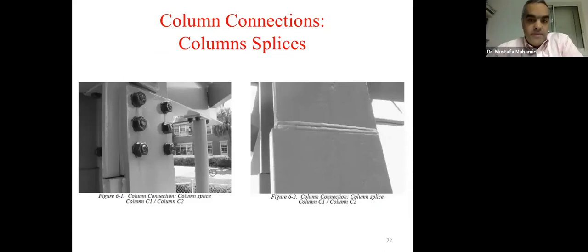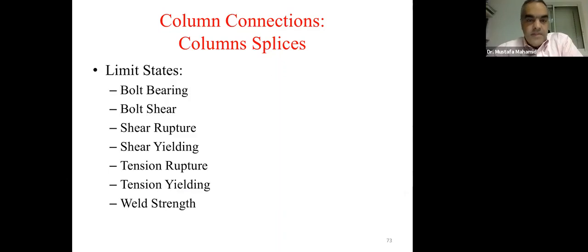Column splices, that's another type of connection. And of course, this will happen in every project and in multi-story buildings. So we have bolted connections and welded column splice connections. The limit states that are covered here are bolt bearing, bolt shear, shear rupture, shear yielding, tension rupture, tension yielding, and weld strength.